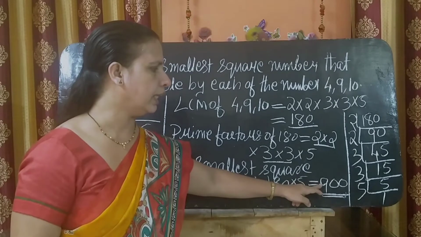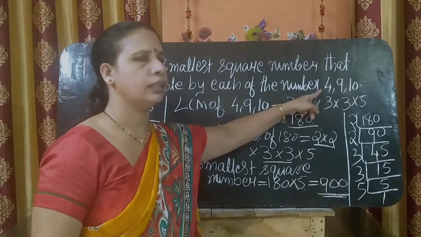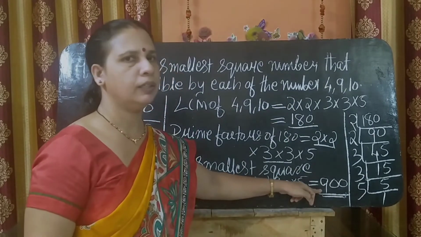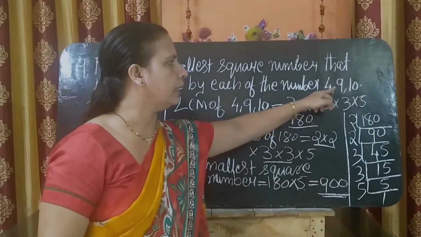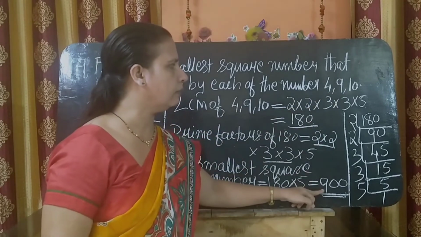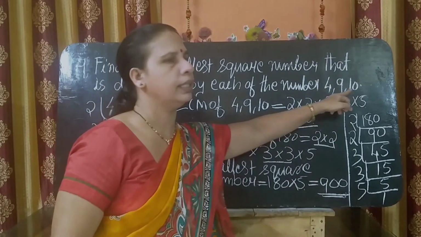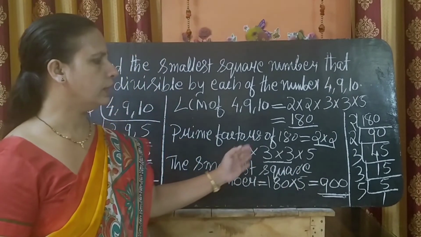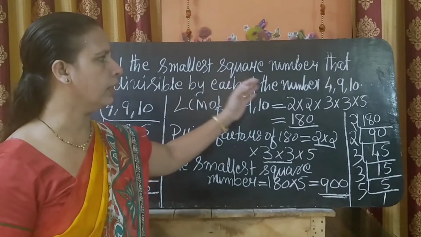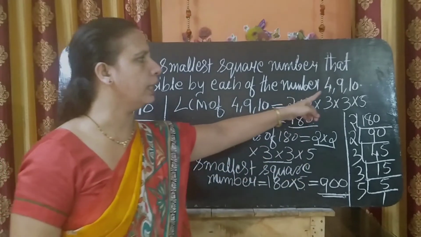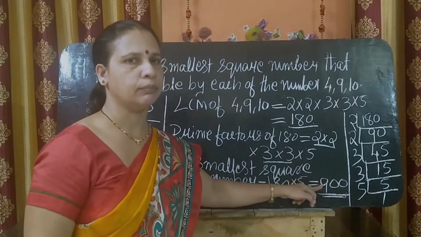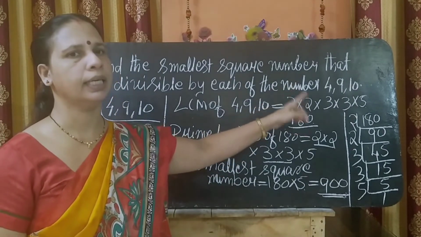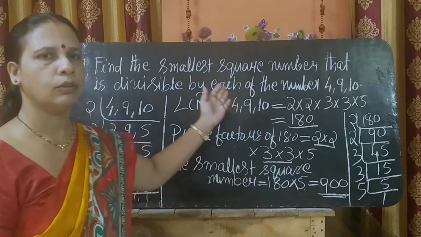If we divide 900 by 4, we get no remainder, so it is completely divisible. 900 by 9, completely divisible. Then 900 by 10, completely divisible. So the smallest square number completely divisible by 4, 9 and 10 is 900. Then copy down this.